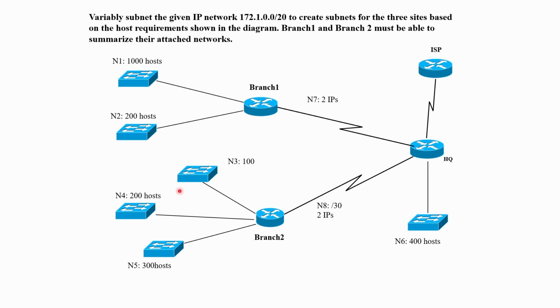Finish branch 2, again, we will do summarization. Summarize the 3 networks, create a summary, so we know what IP range has been claimed by branch 2. Then lastly, we will do the headquarter subnetting, and at the end, create the smallest subnetworks for those 2 links. Let's go. Start from branch 1.